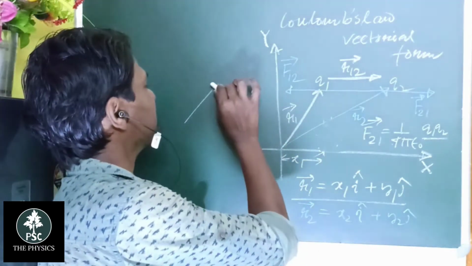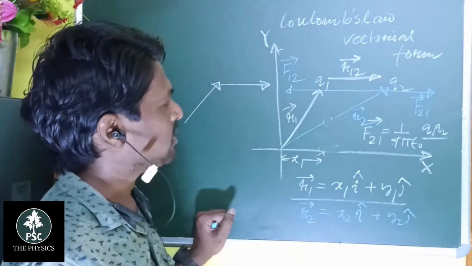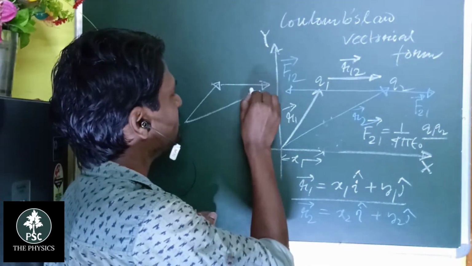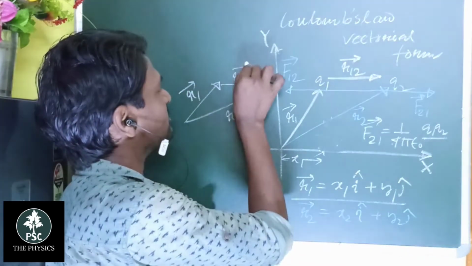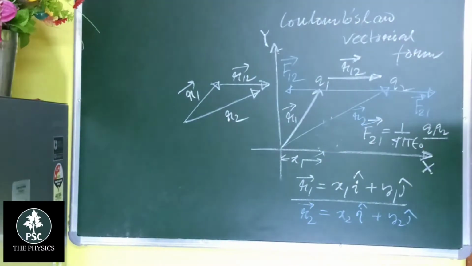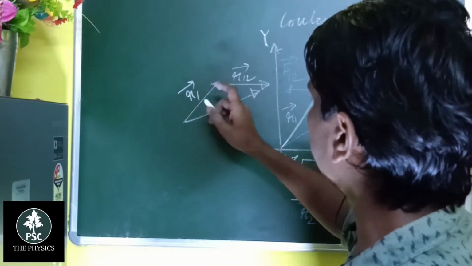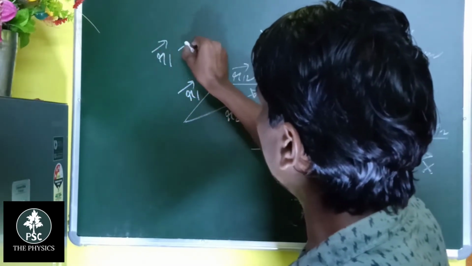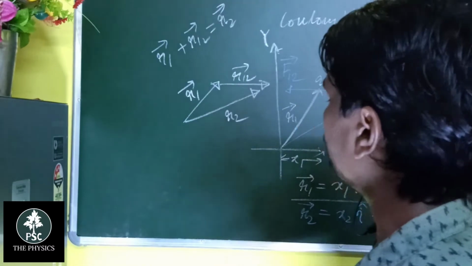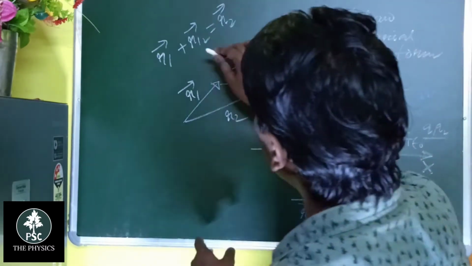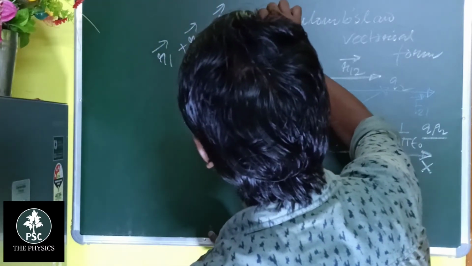If you complete this triangle, you can see that these two are taken in the same order, and this is the opposite order. This is the r2 vector, this is the r1 vector, and this is the r12 vector. According to the triangle law of vector addition, you take these along the same direction: r1 vector plus r12 vector is equal to r2 vector. So r12 vector is equal to r2 vector minus r1 vector.